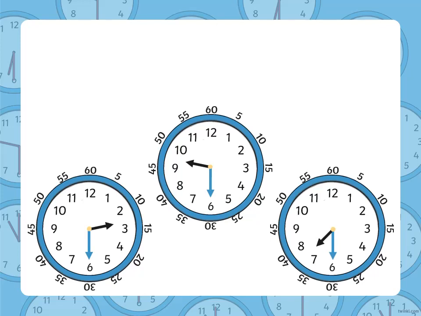Okay, now it looks like it might be your turn. Which clock is showing half past 2? See if you can have a look. If we're looking for half past 2, where will the hour hand be? It will be halfway between what numbers? That's right, it's between the 2 and the 3.